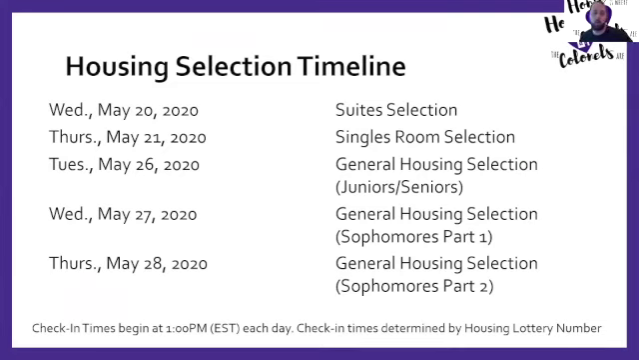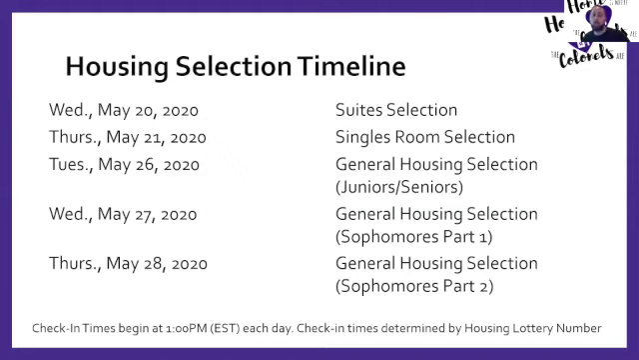On Wednesday, May 20th, that is when suite selection begins, and it is on that one day only. On Thursday, May 21st, we will have singles room selection. On Tuesday, May 26th, so that's the day after Memorial Day, juniors and seniors will be picking in general housing selection, followed by sophomores, which are split into two different days, Wednesday, May 27th and Thursday, May 28th.